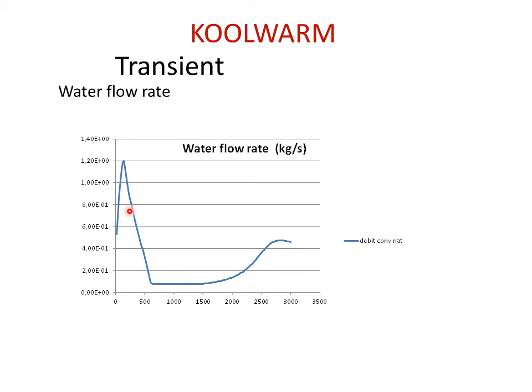The flow rate in the natural circulation in water was found to be about 0.4 at the initial state. It increased very quickly with the power up to 1.2 kg per second, and then when the power decreased, it decreased also and increased a little at the end of the transient.